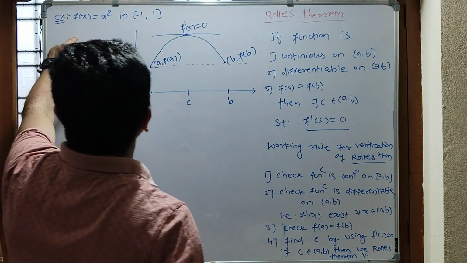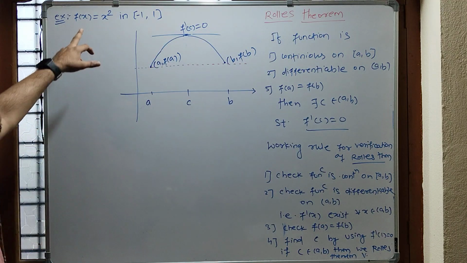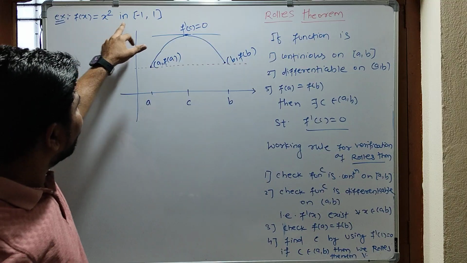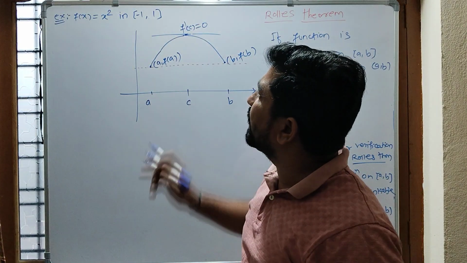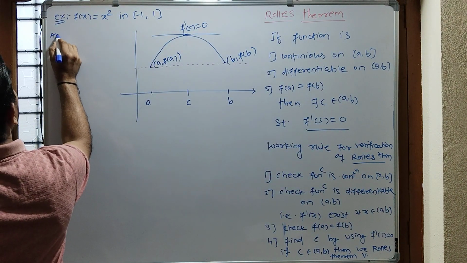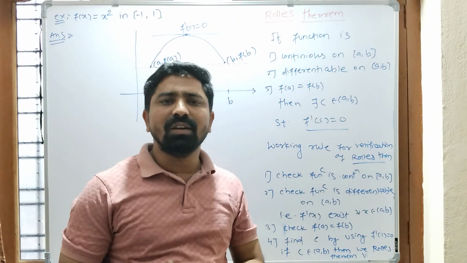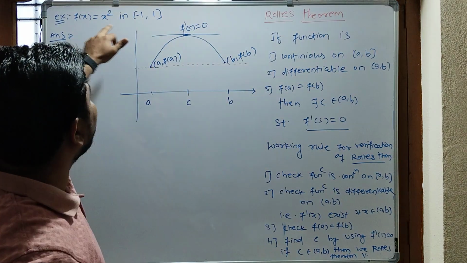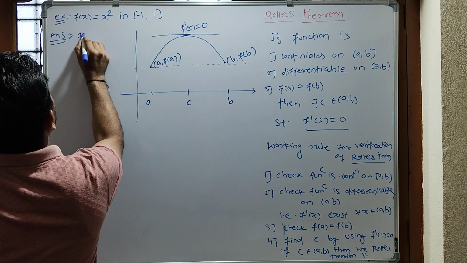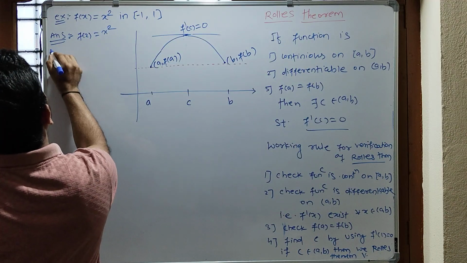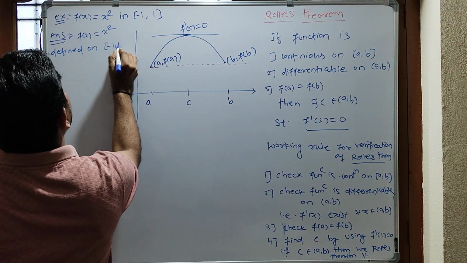Now here I have an example. Let f(x) = x². This is my example, f(x) = x². Check whether this function satisfies all the conditions of Rolle's theorem or not in the given interval [-1, 1]. So the answer is: the first condition, check the given function is continuous on the closed interval [a, b]. You know f(x) = x² is continuous on the closed interval. Here f(x) = x² is defined on the closed interval [-1, 1].